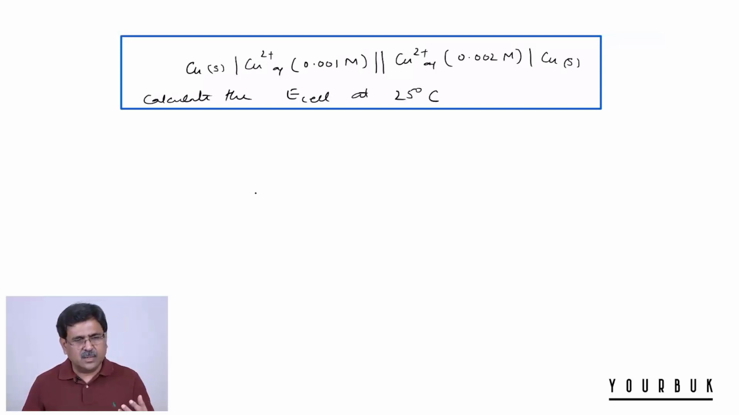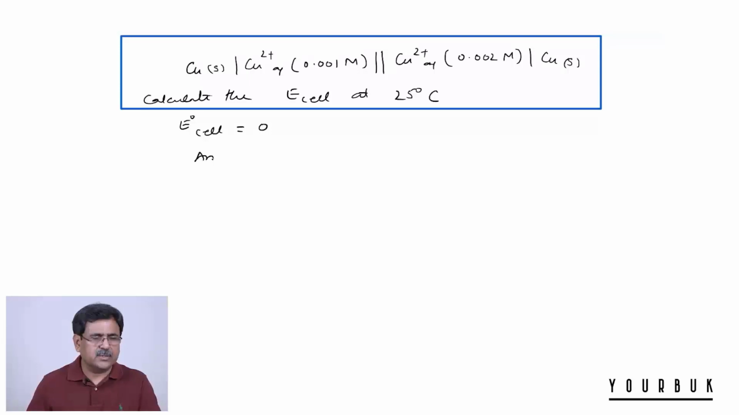Now in this case, our electrodes are made up of copper, anode as well as cathode. Therefore, E degree cell in this case will be 0. Next we write the two half reactions, and our anodic half reaction is this: copper solid gets oxidized to form copper 2 plus ion, concentration 0.001 mole per liter, plus 2 electrons. This is our anodic half reaction.